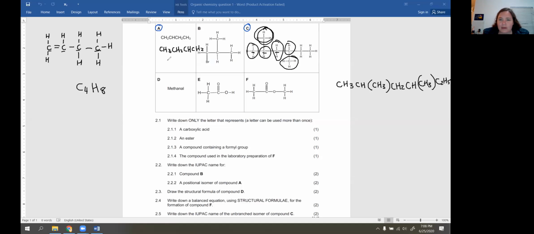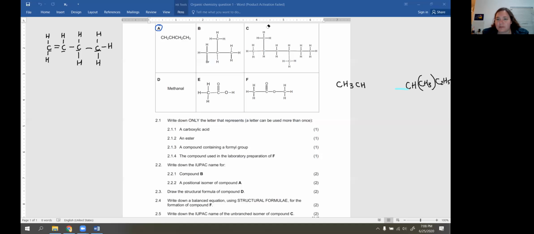Okay, but maybe I should leave some of this. So I'm going to leave A written out, because you're going to later on possibly need to go back and answer bits from it. All right, so let's get started with the real questions. Write down only the letter that represents a carboxylic acid, an ester, a compound containing a formyl group, and the compound used in the laboratory preparation of F. F is an ester. If you remember, that means it's made from an alcohol and a carboxylic acid. I'm going to quickly pause while I give you an opportunity to answer all 4 questions.